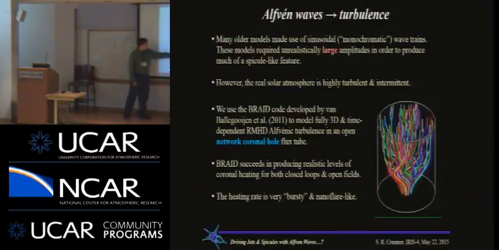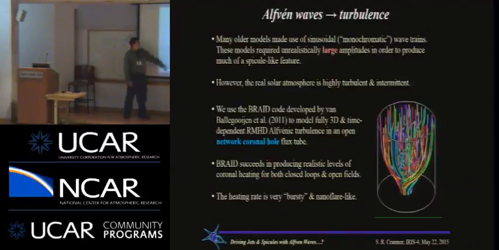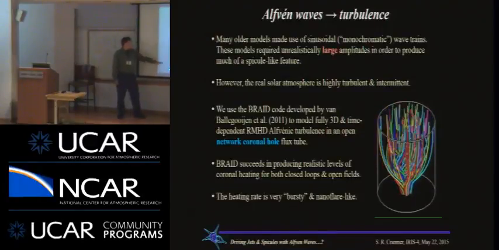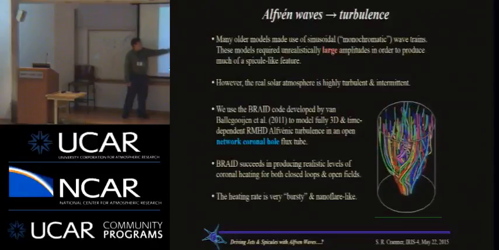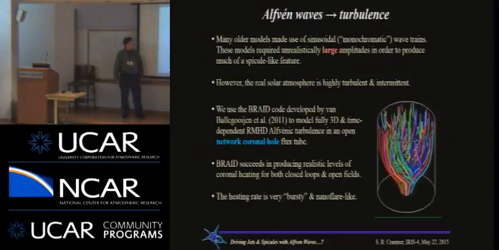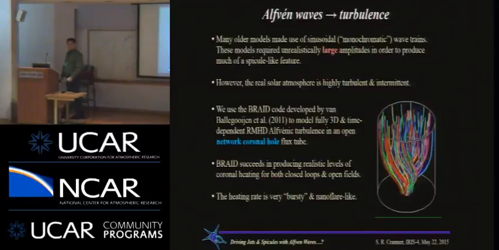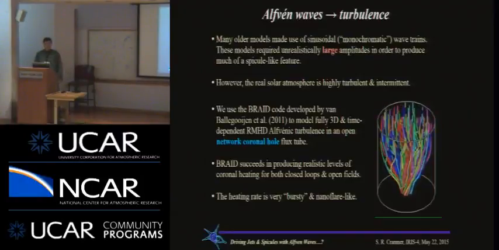BRAID seems to do a lot of the right things. These waves propagate up, they reflect, they damp out as they undergo their turbulent cascade. You get the right levels of coronal heating. And also, observationally, the heating rate at any one point in this model is very bursty and intermittent and almost nanoflare-like. So there's been some recent work trying to even explain nanoflare models from a highly dynamic wave-based model like this. Topic for another talk.